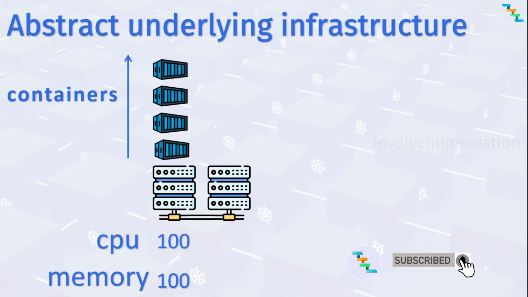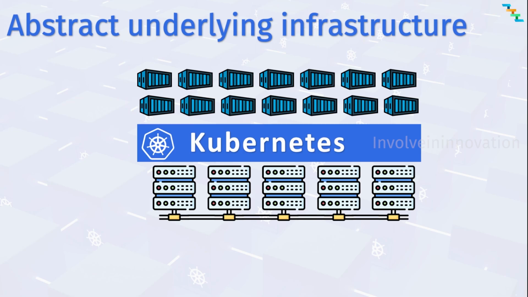What if suddenly one server goes down? Now think you have hundreds of containers running. This is where Kubernetes shines. Kubernetes abstracts the underlying infrastructure. It helps in deploying the containers without worrying about the underlying infrastructure, and we can add new nodes or servers seamlessly.